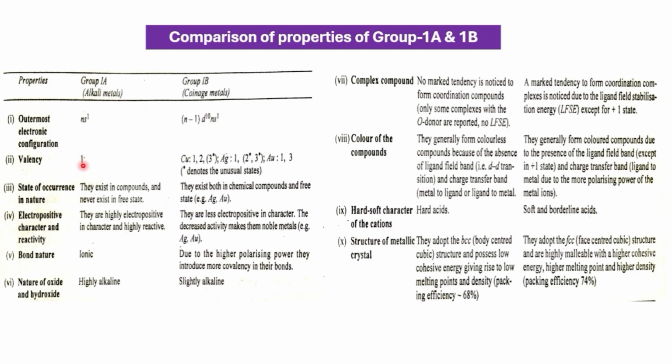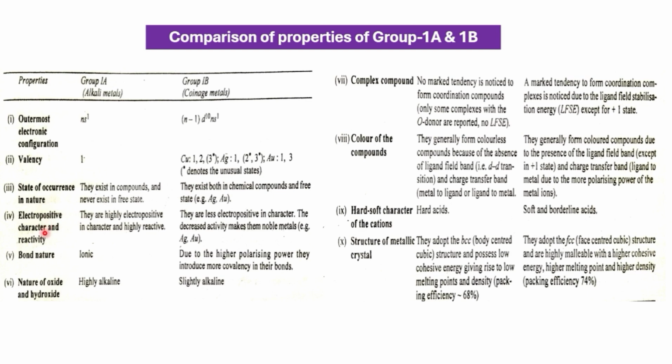As for valency, group 1A elements had valency 1, whereas group 1B metals had different valencies. For example, copper had 1, 2, sometimes 3, silver had 1, sometimes 2 and 3, gold also had 1 and 3. Now if you compare the state of occurrence in nature, group 1A elements exist in compounds and never exist in free state, whereas group 1B exist both in chemical compounds and free state.